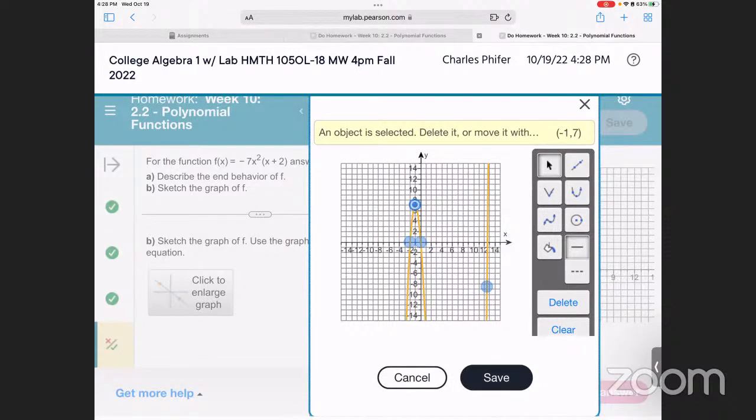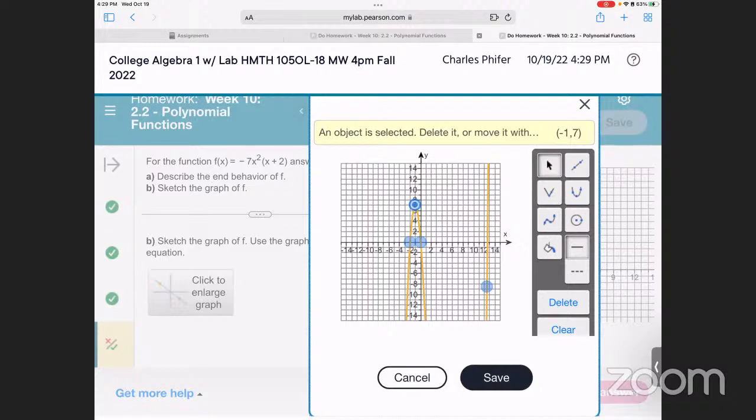-2 is your 0. What am I missing here? It should cross at -2. Let's see. It's behaving a little bit weird. It should cross there. It should bounce there. It should go down to the right, but it's not bouncing there. I'm trying to think. Down to the right, up to the left.